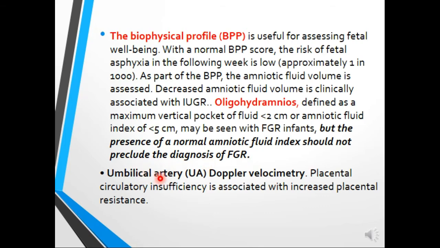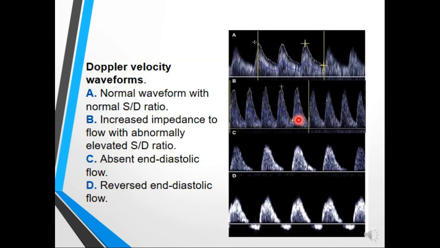Regarding umbilical artery Doppler velocimetry, placental circulatory insufficiency is associated with increased placental resistance. As we see here, there is a Doppler velocity waveform. هنا normal, هنا increased impedance, increased resistance, هنا absent end-diastolic flow, هنا نشوفها ماكو، وهنا reverse end-diastolic flow.